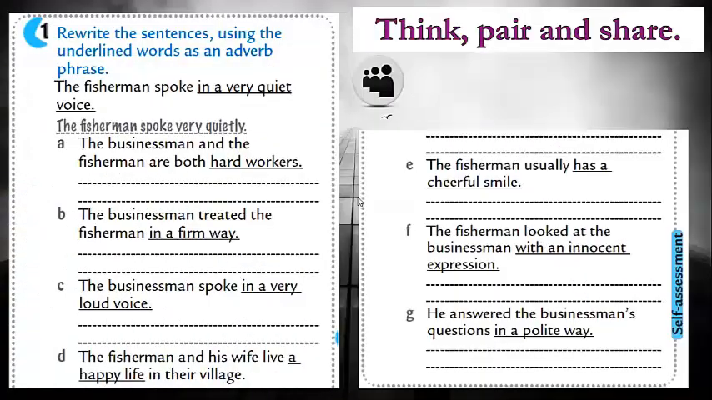Let's go to exercise 1, page 78, Workbook. Think, pair, and share. Rewrite the sentences using the underlined words as an adverb phrase. Again, rewrite the sentences using what? The underlined words as an adverb phrase. We did it before. The first one: the fisherman spoke in a very quiet voice. He told us in the last slide: the fisherman spoke very quietly.